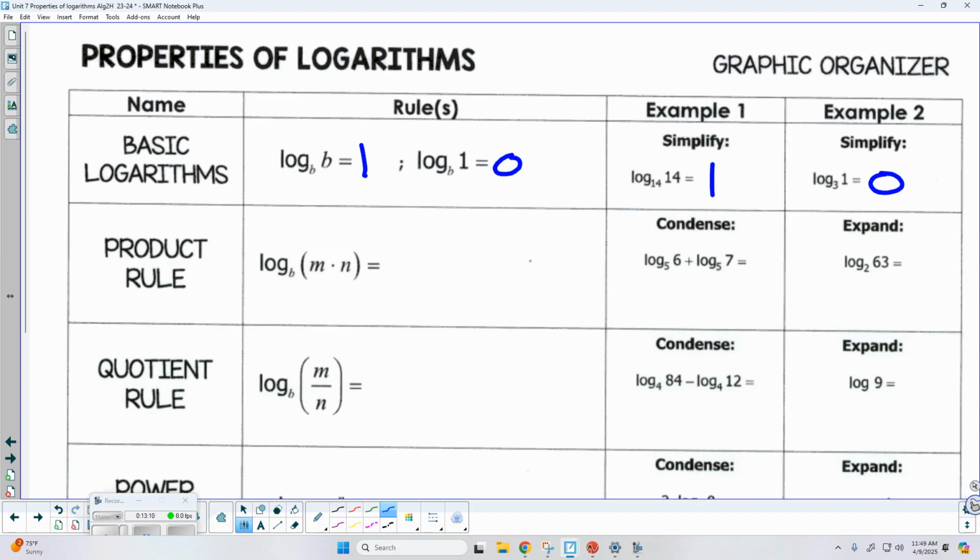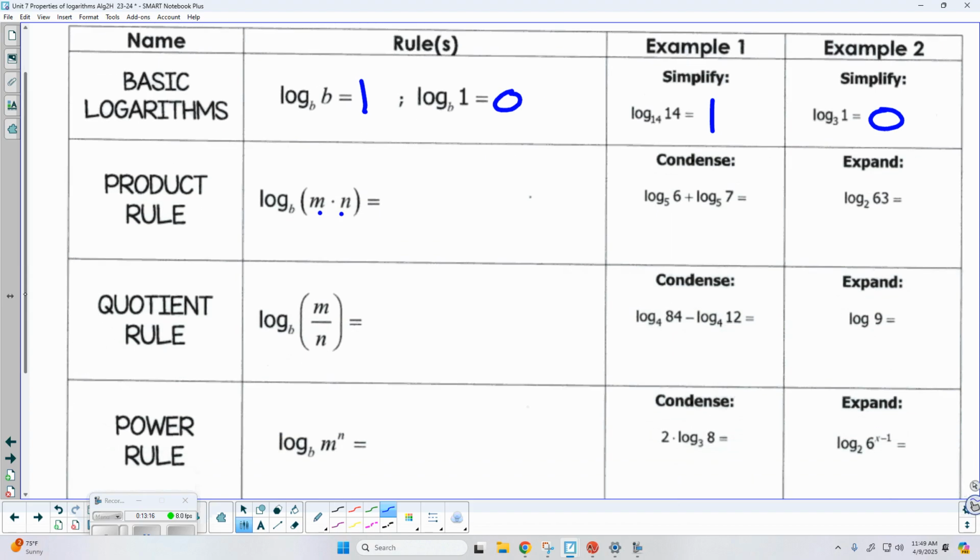Now, the product rule. What do I do if I'm multiplying items in an argument? Add. So this is going to be log base b of m plus log base b of n. Okay. So let's condense. 2 logs of the same base separated by addition, so I'm going to multiply. So this is going to be log base 5 of what? 42. 6 times 7. So I multiplied those arguments together.